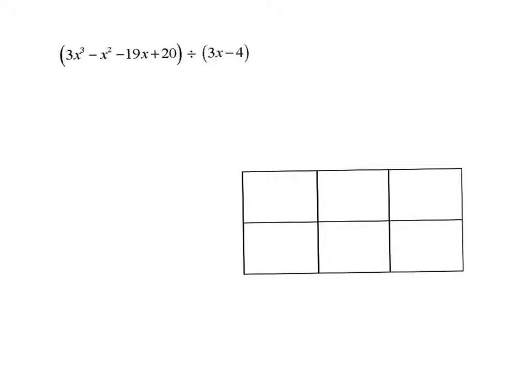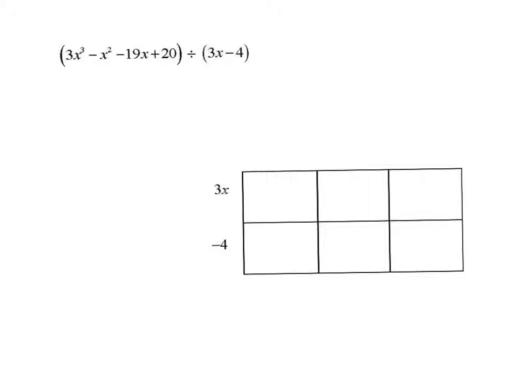Here's a division problem for us to try. Another way of stating the problem is we want to know 3x minus 4 times what equals this big expression here. So the big expression is actually the contents of the box. The 3x minus 4 goes down the side, and we're trying to figure out what expression goes across the top. That'll be our answer. So let's begin by putting the 3x minus 4 down the side.